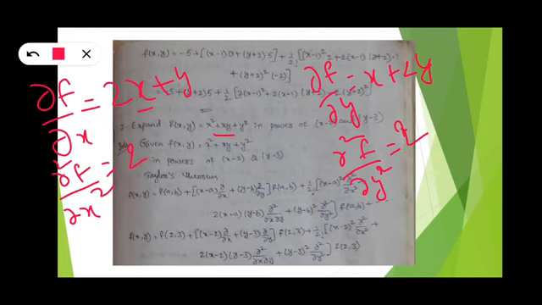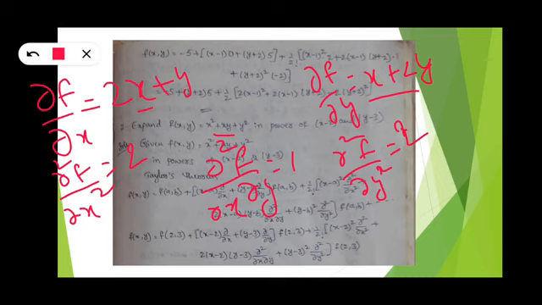Now we differentiate ∂f/∂y with respect to x. Again we differentiate with respect to x, then that will be ∂²f/∂x∂y equal to, so here we do this with respect to x, then x will be 1 and 2y will be 0, because it doesn't have x terms.